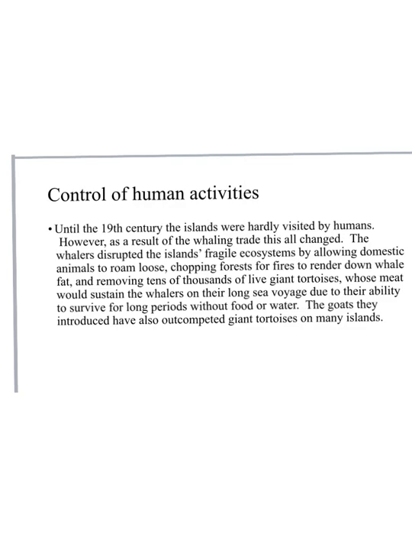They also chopped forests for fires to render down the whale fat and removed tens of thousands of live giant tortoises, whose meat would sustain the whalers on their long sea voyage due to their ability to survive for long periods without food or water in the hulls of the ships. Then, after 4 to 5 weeks at sea, the whalers would have fresh meat to eat. The goats they introduced have also outcompeted giant tortoises on many islands, so are a real problem.